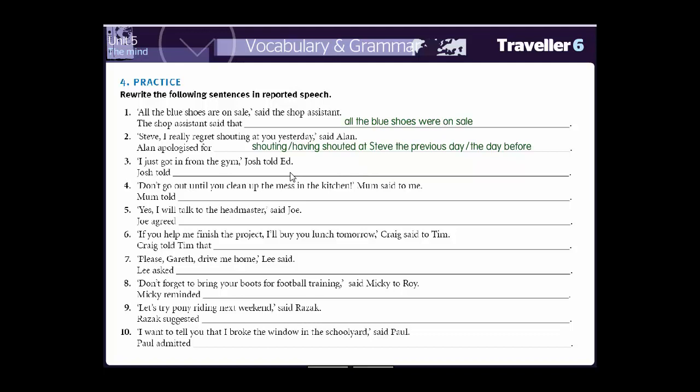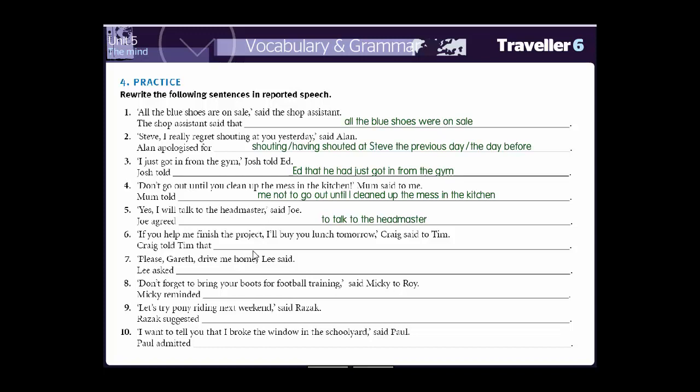3. "I just got in from the gym," Josh told Ed. Josh told Ed that he had just got in from the gym. 4. "Don't go out until you clean up the mess in the kitchen," Mom said to me. Mom told me not to go out until I cleaned up the mess in the kitchen. 5. "Yes, I will talk to the headmaster," said Joe. Joe agreed to talk to the headmaster.